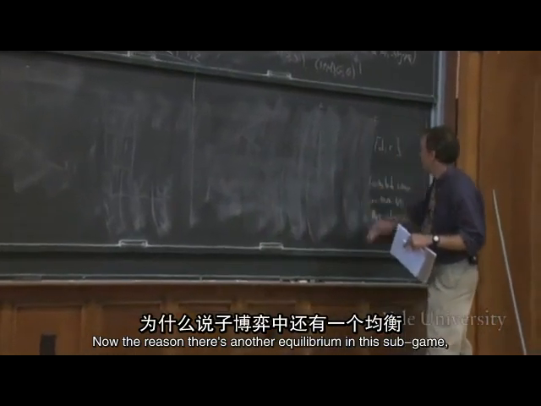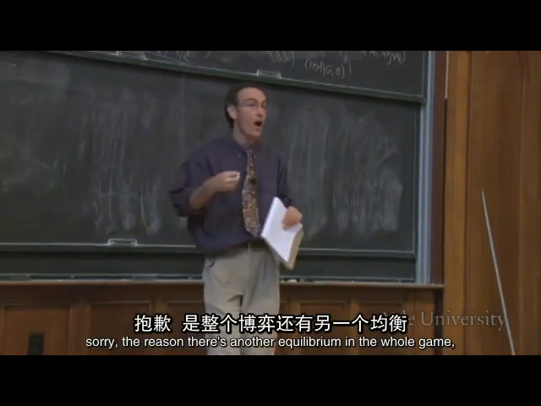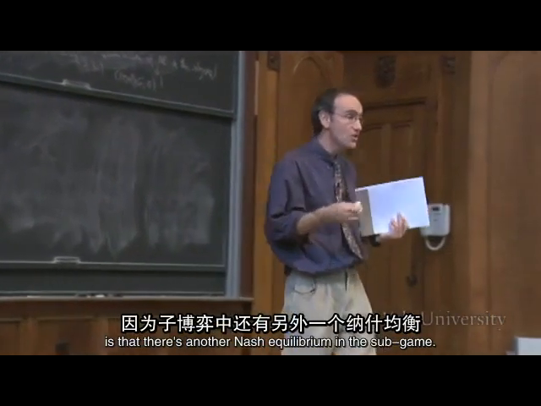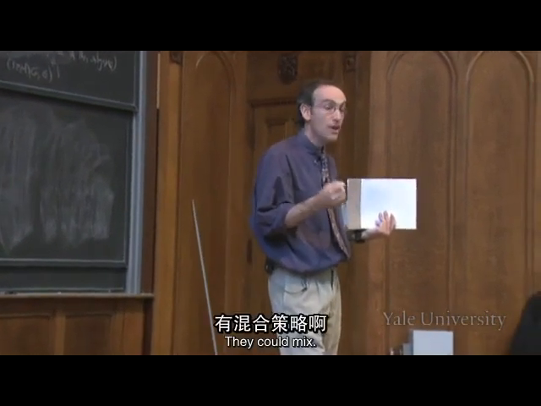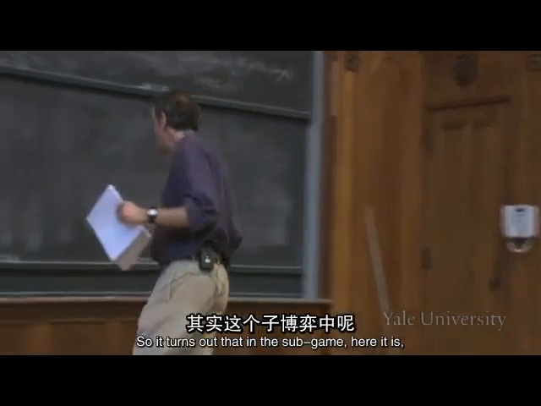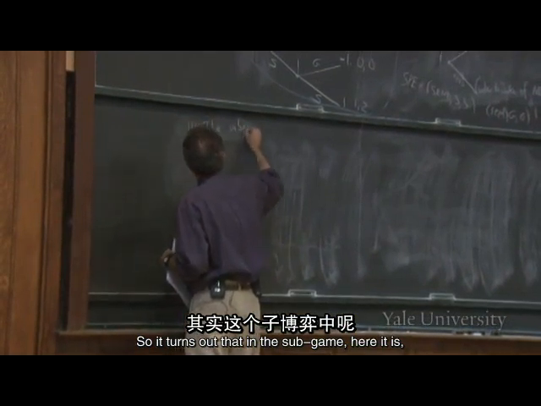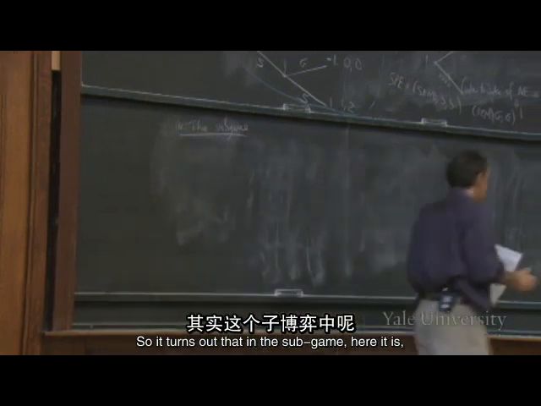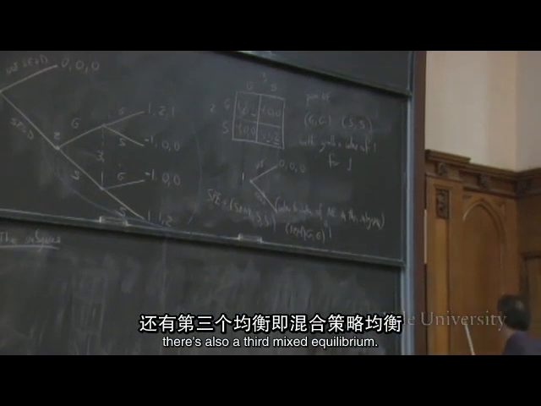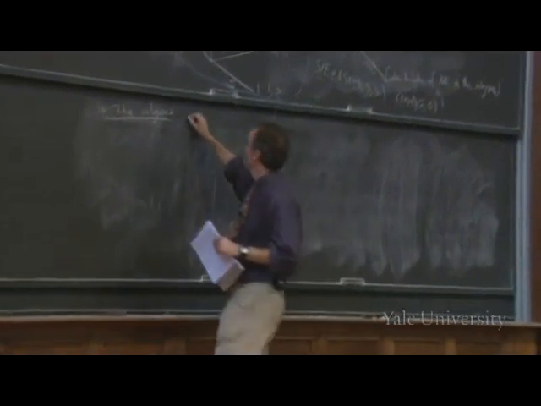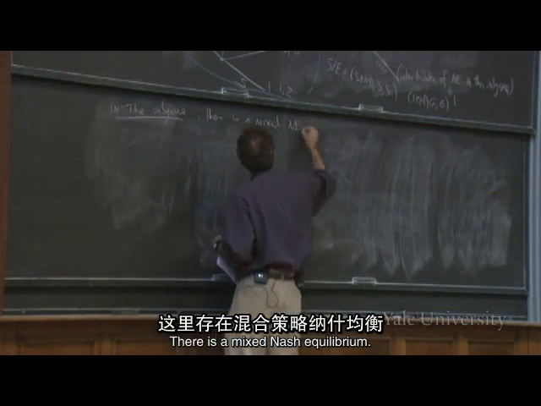Now, the reason there's another equilibrium in this subgame, the reason there's another equilibrium in the whole game, the reason there's another subgame perfect equilibrium in the whole game, is that there's another Nash equilibrium in the subgame. What's the other Nash equilibrium in the subgame? They could mix, right? So it turns out that in the subgame, here it is, there's also a third mixed equilibrium. There is a mixed Nash equilibrium.